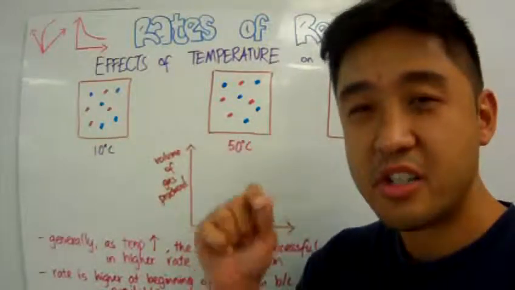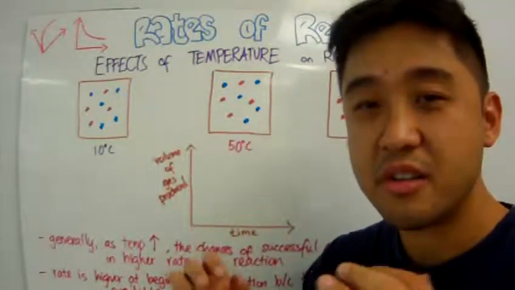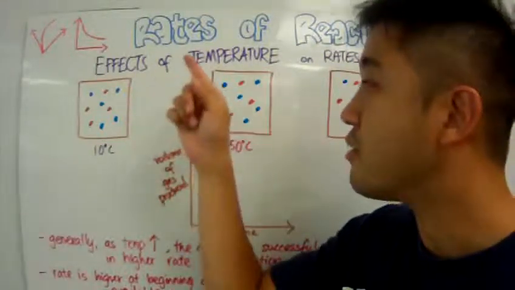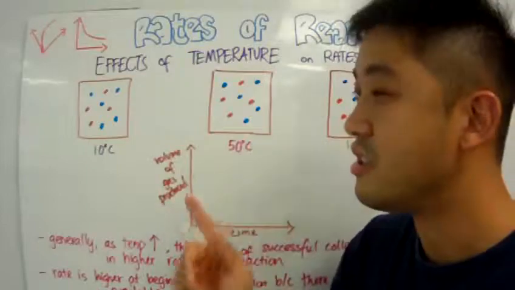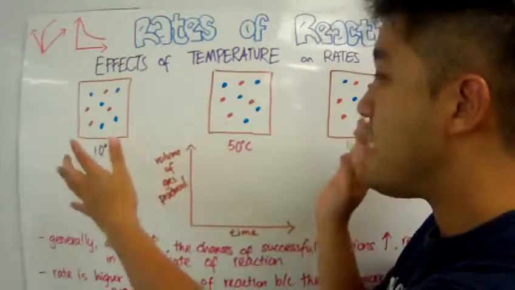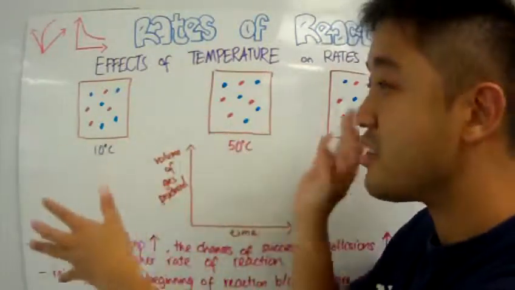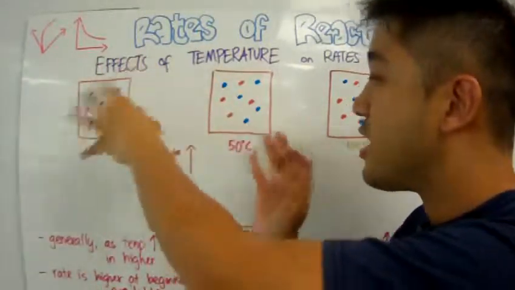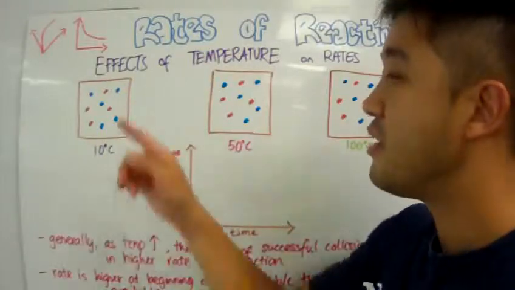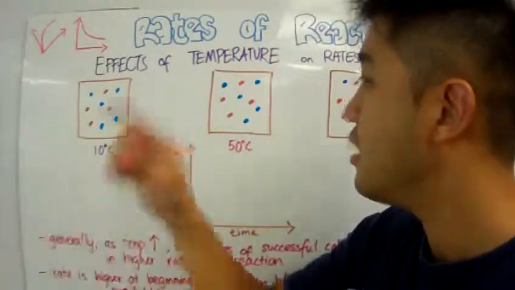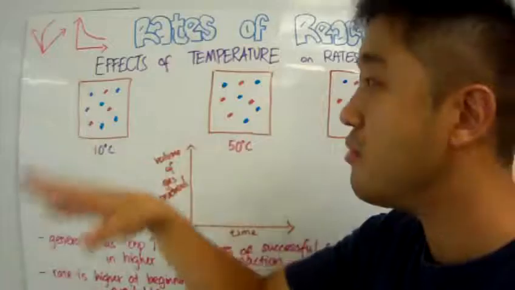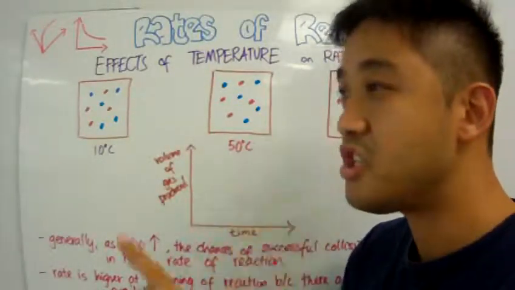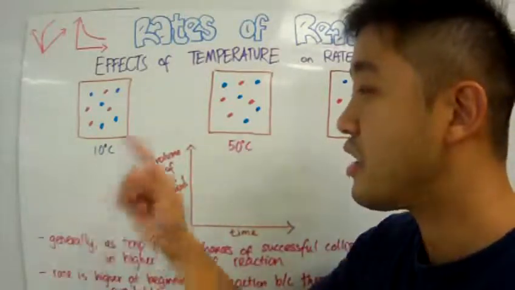Hey guys, we're going to continue our video lessons on rates of reactions. In this video, we're going to focus on how the temperature affects the rate of reaction. I'm going to give you three imaginary trials or reactions, and everything is the same in these three containers. The amount of reactants, the pressure, the volume, they're all the same except for one factor, which is the temperature.